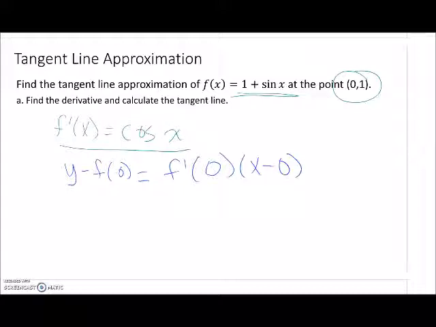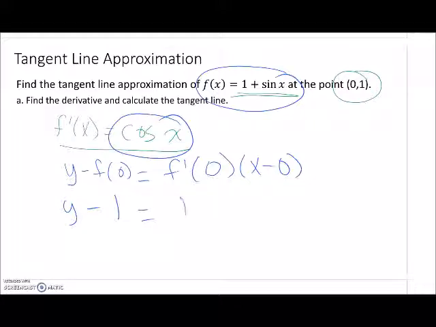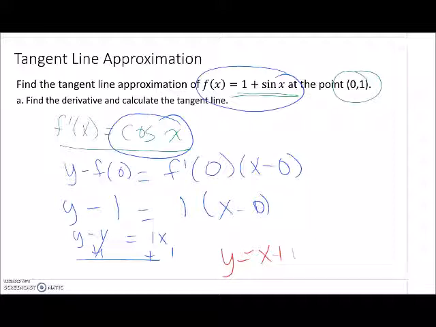When we plug in a 0 into this function, our answer is 1. Also, when we plug in a 0 into this function, our answer is 1. So then we take care of distributing. So it's just 1x. We must add this 1. So we find out that the answer is y equals x plus 1, or y equals 1 plus x. Either way would be fine.